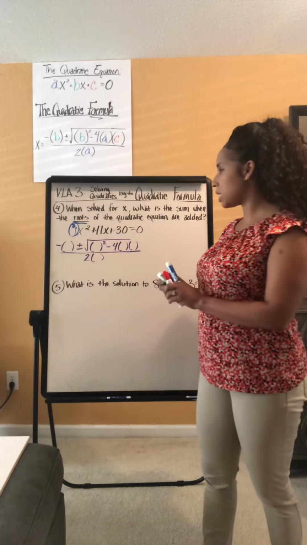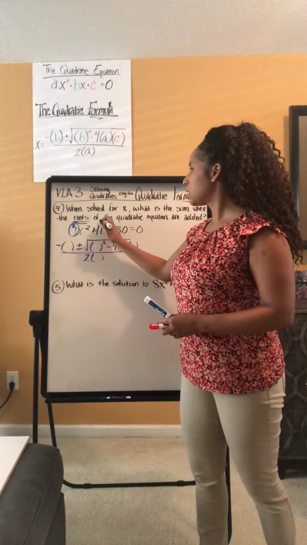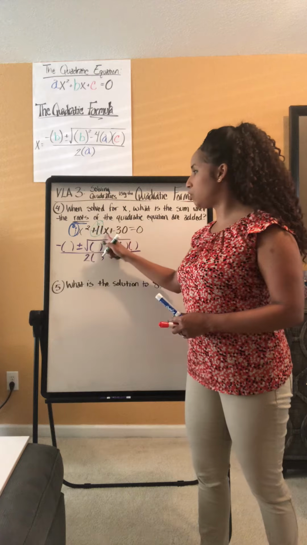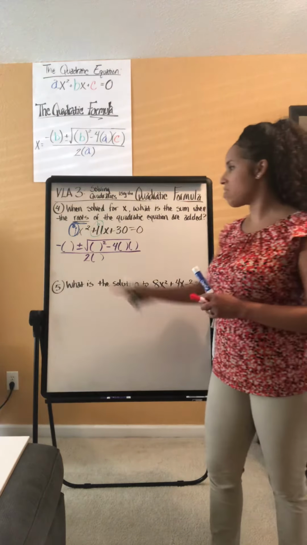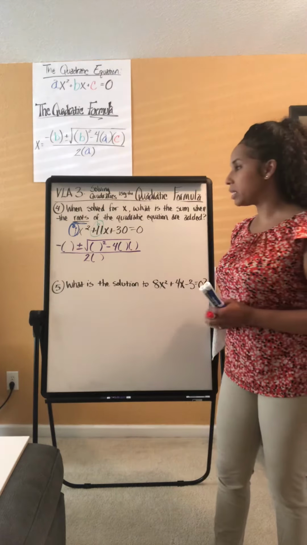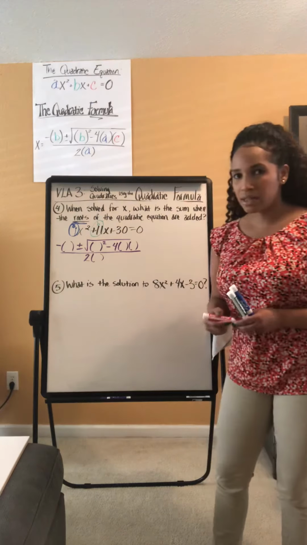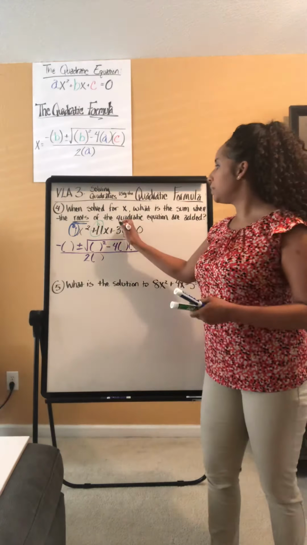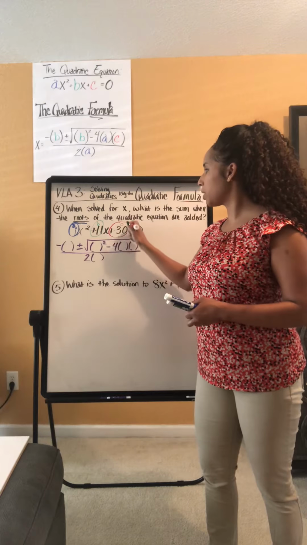My B is the 11. Just the number. You do not take the variable with it. There are never, ever any x's in the quadratic formula. The C is the number 30.